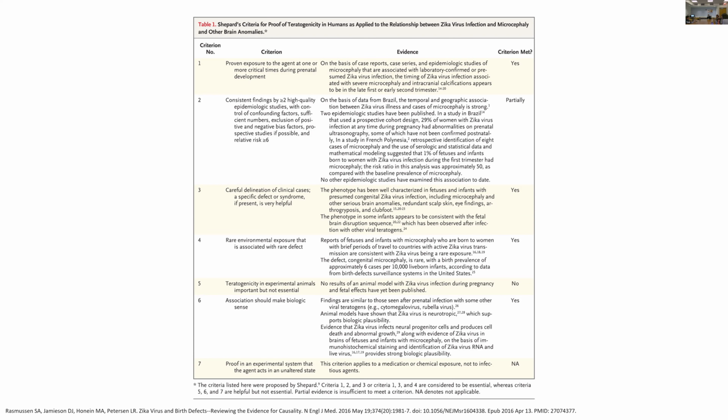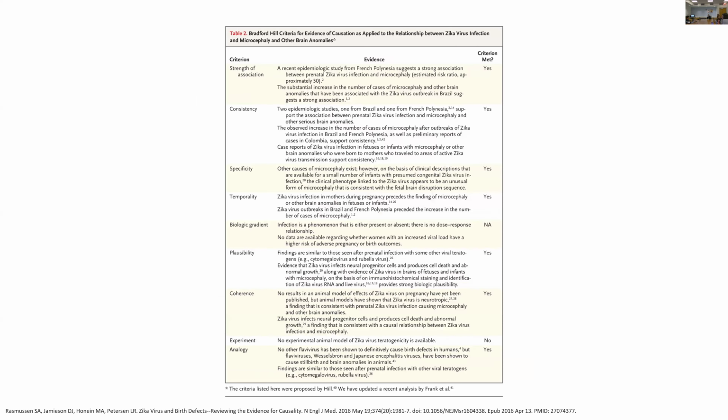So that was the Shepard's criteria. Another set of criteria that are used for teratogenicity would be the Bradford Hill criteria. And Rasmussen argues that these criteria are also met. So you want to see a strong association, a consistent association, a specific association. You want to see temporality between the exposure and the outcome.